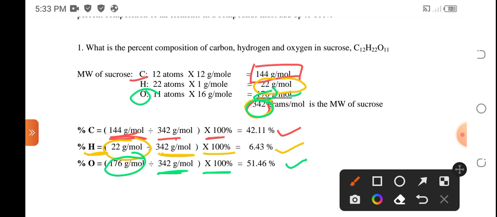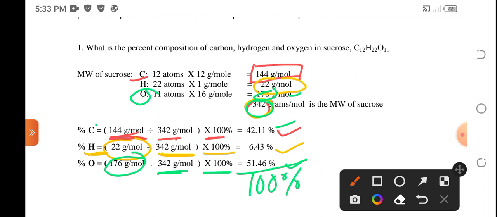So that is the contribution per element. And of course, to double check if our answers are correct, all of the percentages should sum up to 100%. Okay?